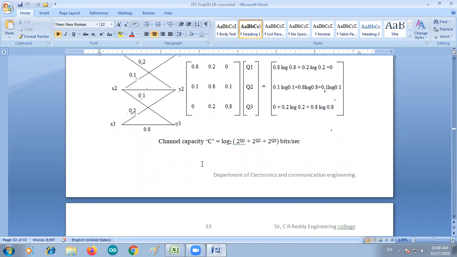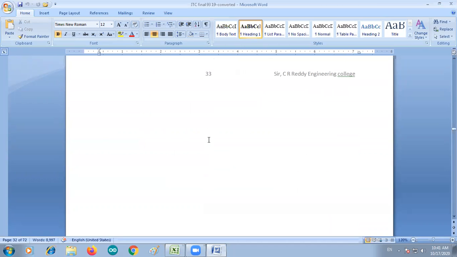Now the channel capacity is C equal to log of 2 to the power of Q1 plus 2 to the power of Q2 plus 2 to the power of Q3, also because of three variables here. So C equals log of (2^Q1 plus 2^Q2 plus 2^Q3). That is the channel capacity.